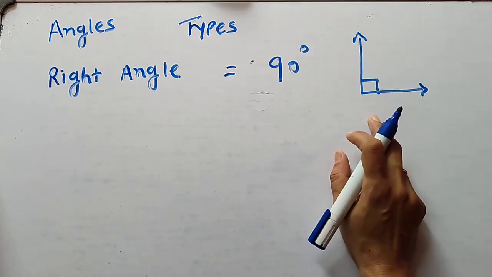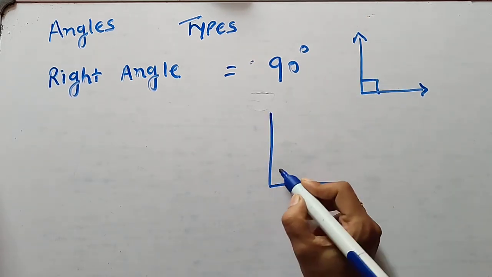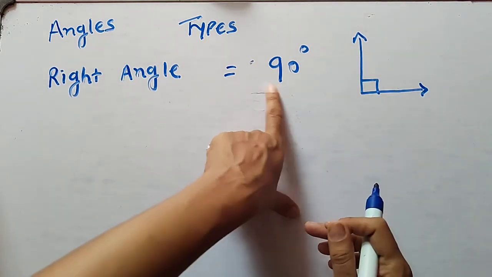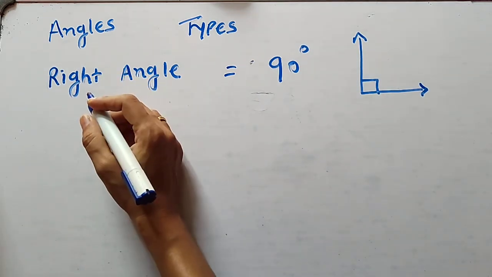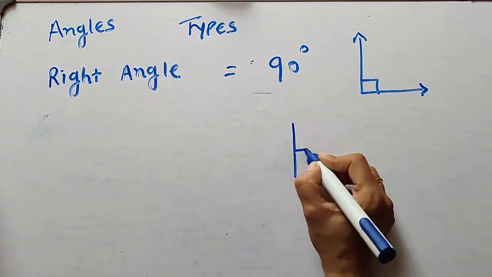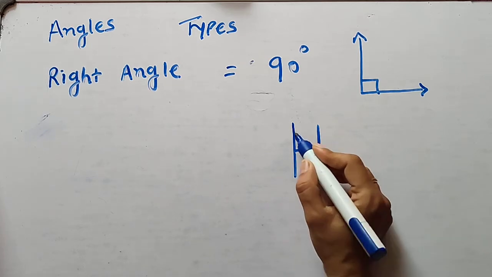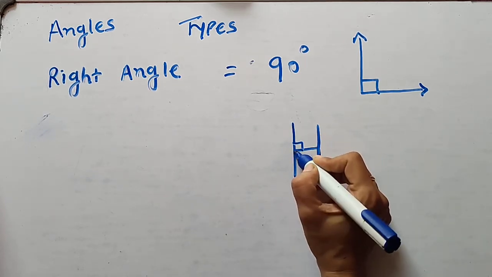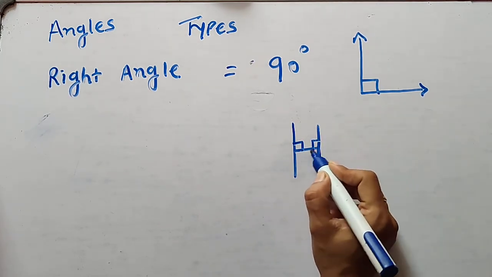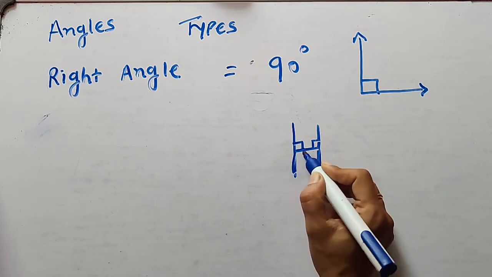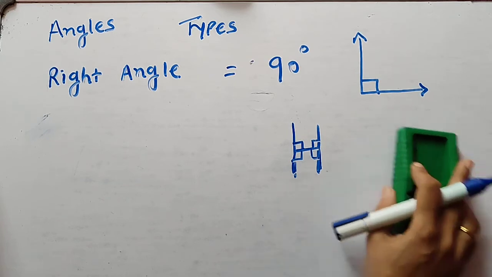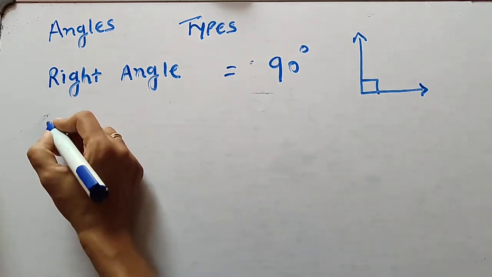This type of angle is called a right angle. Suppose we write the letter L. Which type of angle is formed in the letter L? This is a right angle, because the angle is 90 degrees. Take one more example, the letter H. Here we get two straight lines, and on each side we get a right angle. So this is again an example of a right angle. Then next is the straight angle.